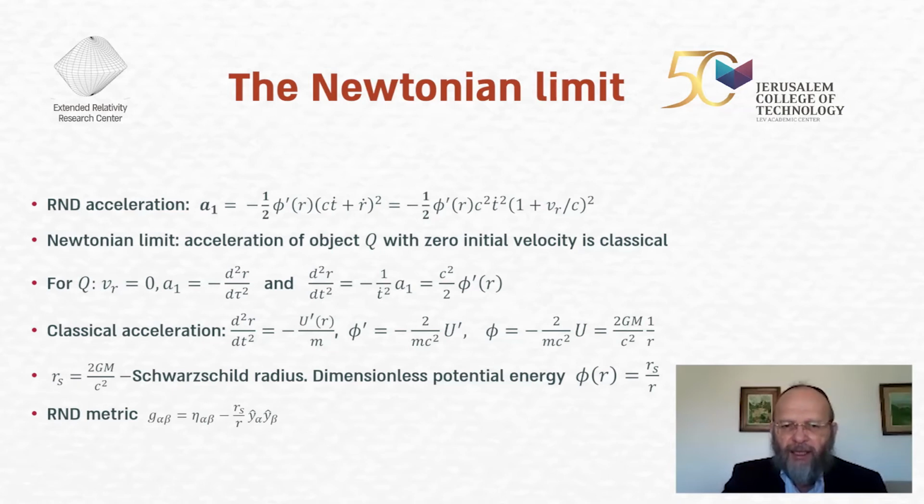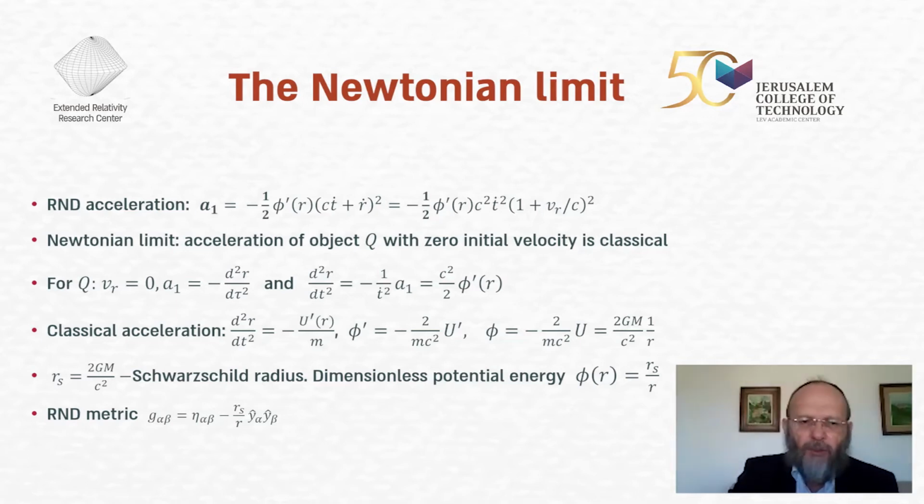The metric is g alpha beta equals eta alpha beta, the Minkowski metric, minus Rs over r, which is the dimensionless potential energy, y hat alpha, y hat beta. So we found it, without doing an additional equation, using only the symmetry of the problem, using that motion is by geodesic, and equating the two accelerations, the classical one and the one from the Newtonian limit.